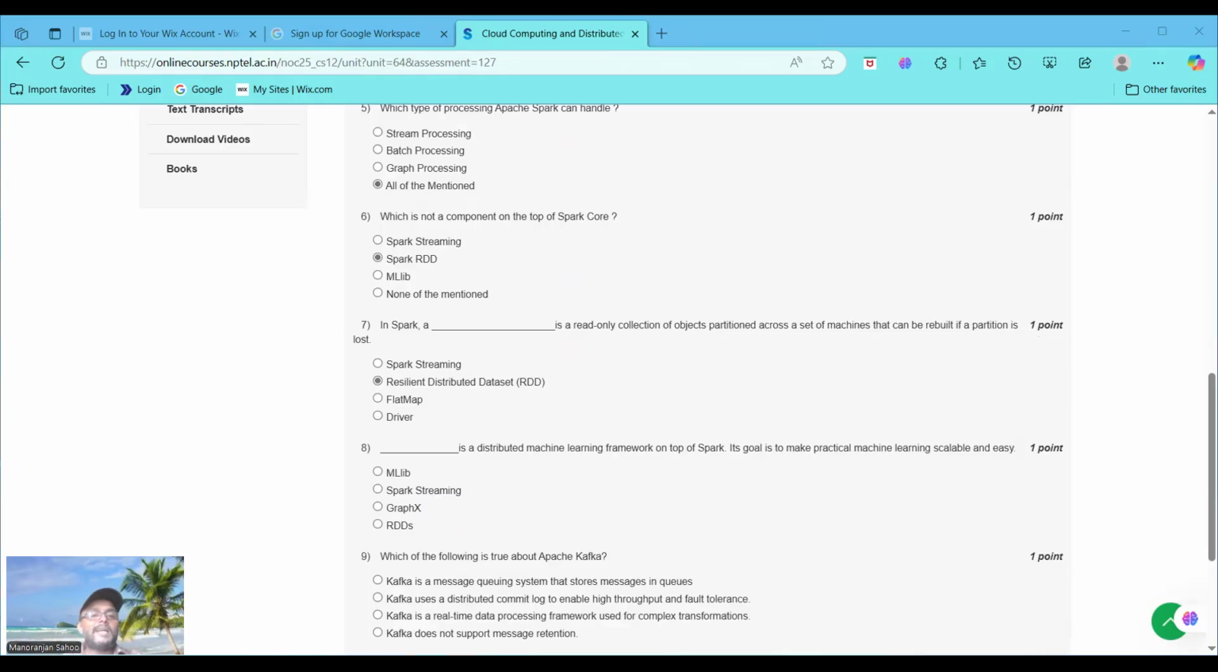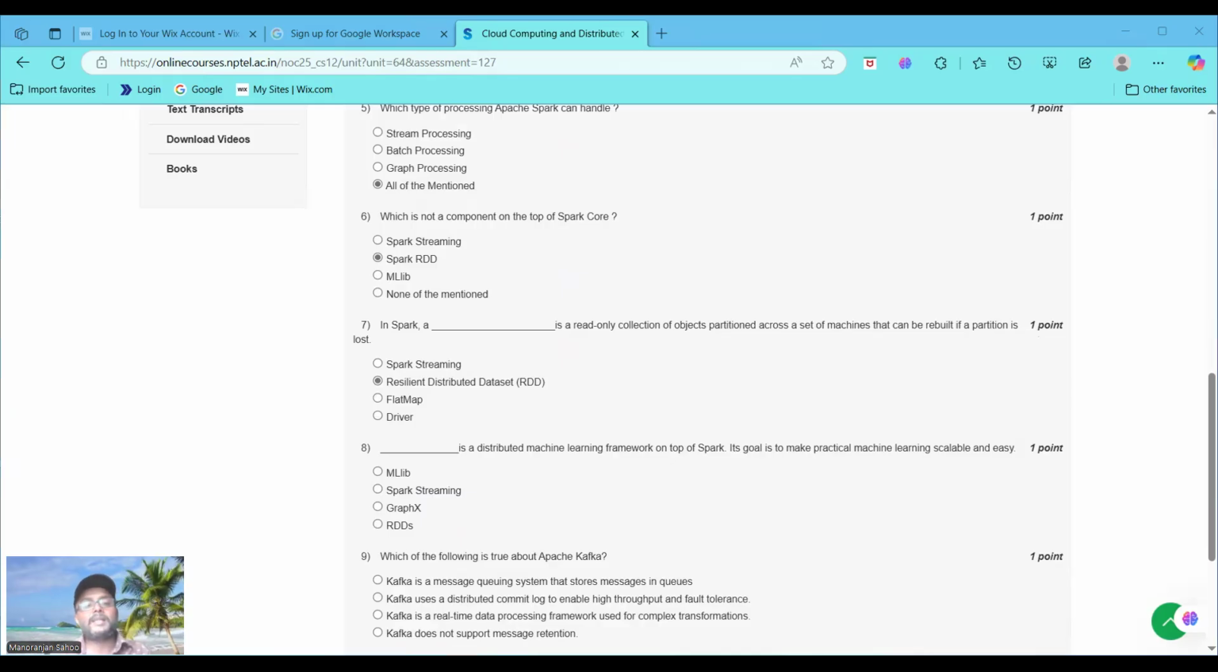An RDD is Spark's fundamental data structure, a read-only distributed collection that is fault tolerant, reconstructible via lineage and partitioned across nodes. You choose A is incorrect.